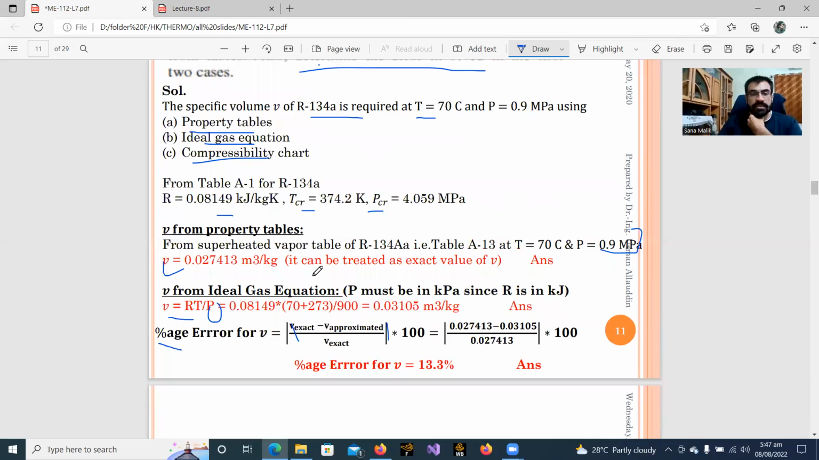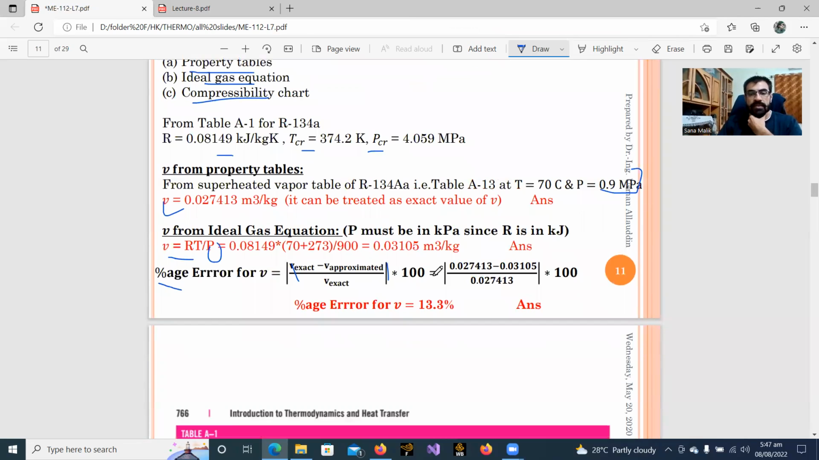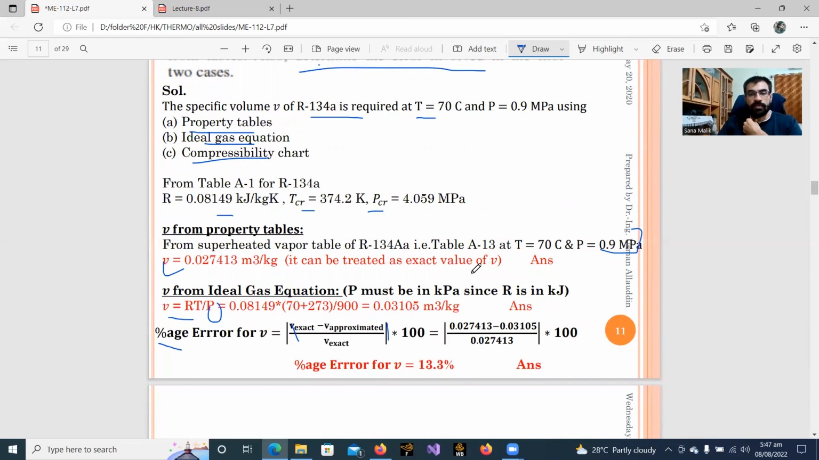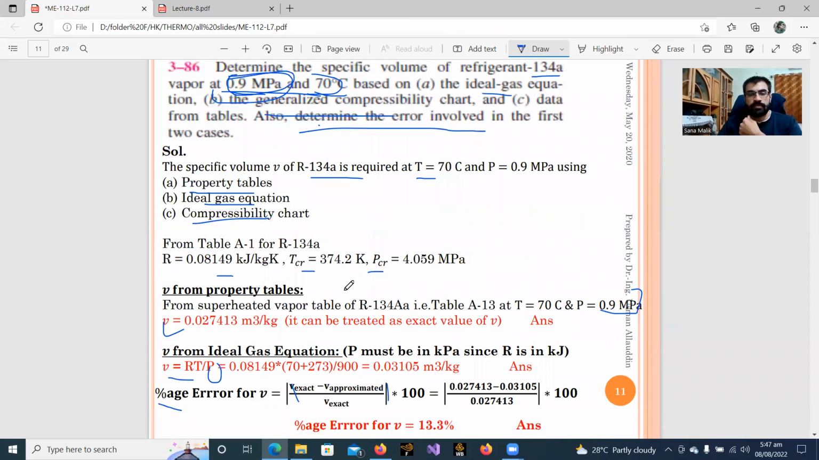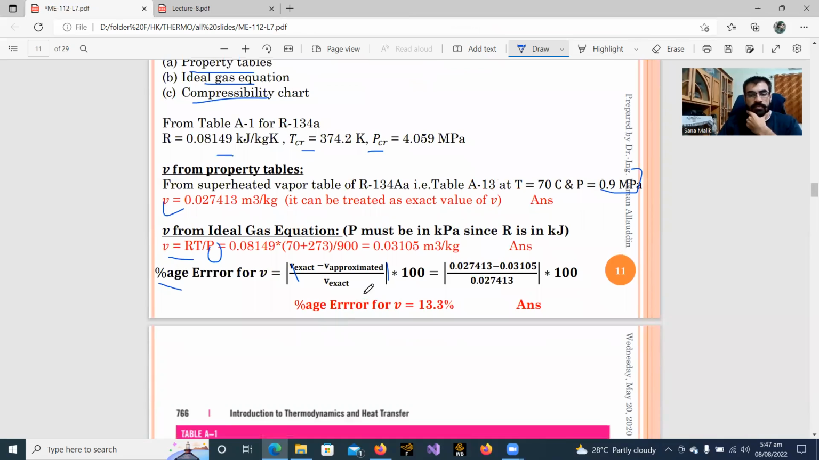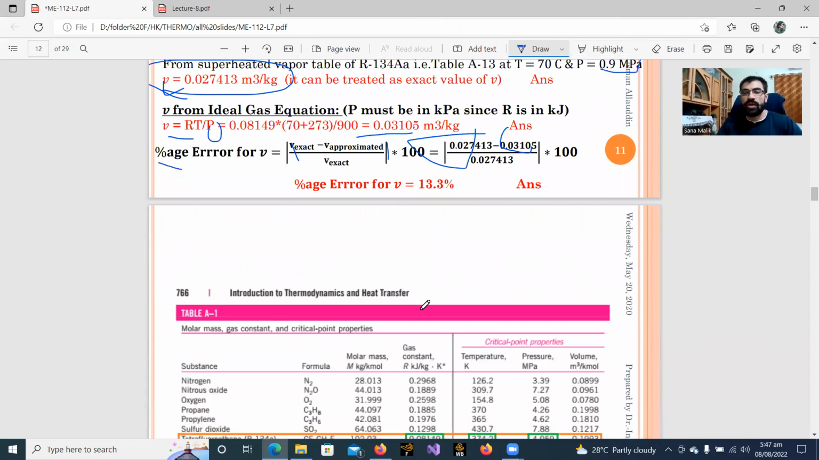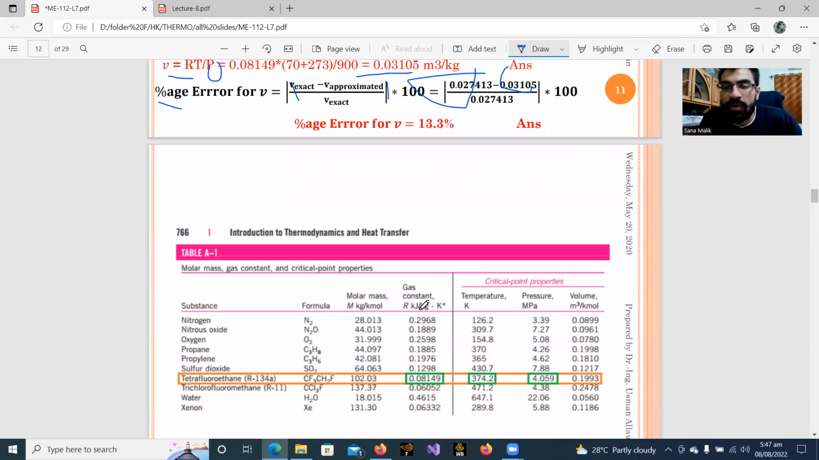So exact is coming out to be this from the property tables, and the approximated from the ideal gas equation is this one. So 13.3 is the percentage error, which is quite a lot. That's why we incorporate the compressibility factor.